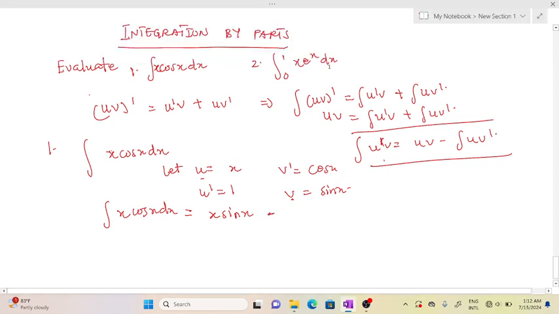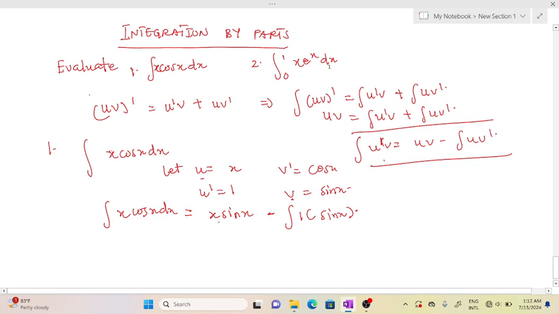So let's analyze here. Initially we took u prime to be our cosine, right? Our derivative was the cosine. So in this manner, our v prime is going to be the other way around. So I'll have the integral of my u prime, which is 1, by my v, sine x. So this is what you do.